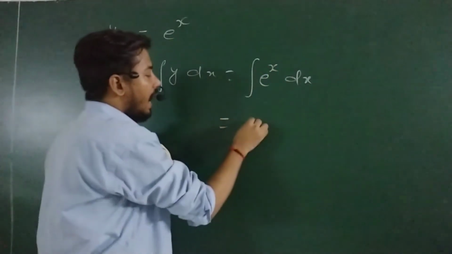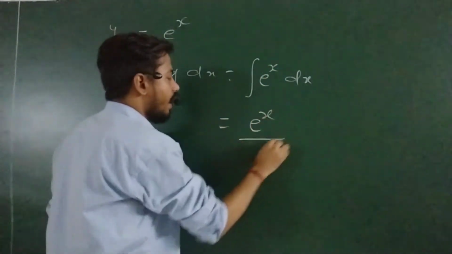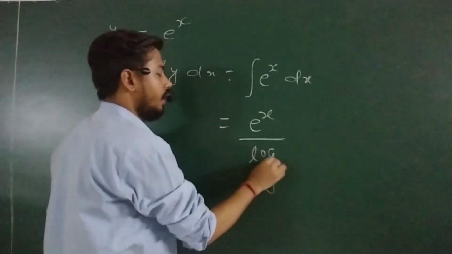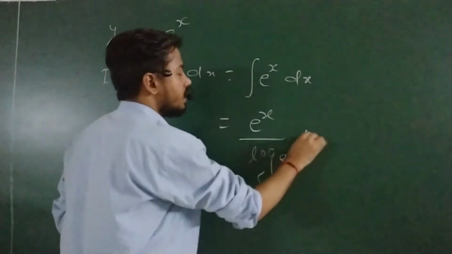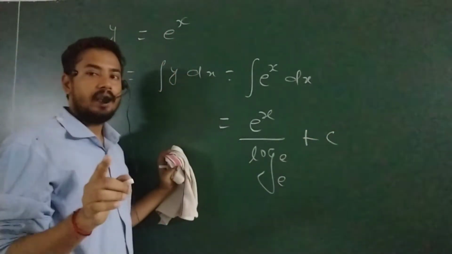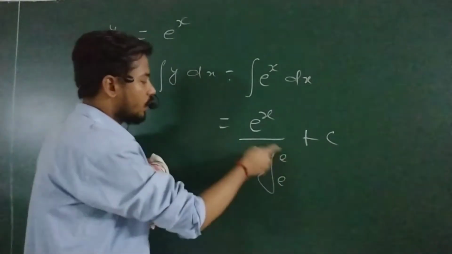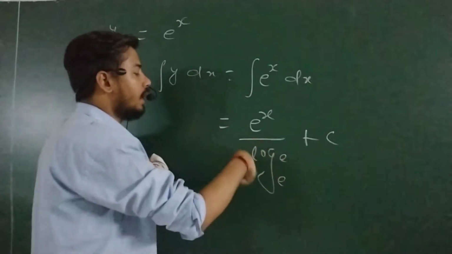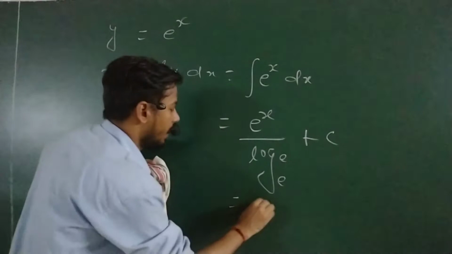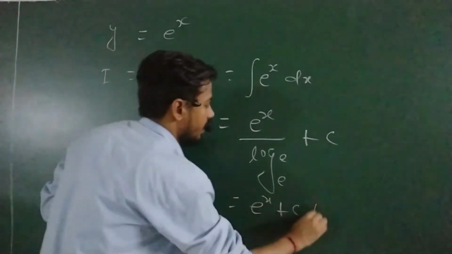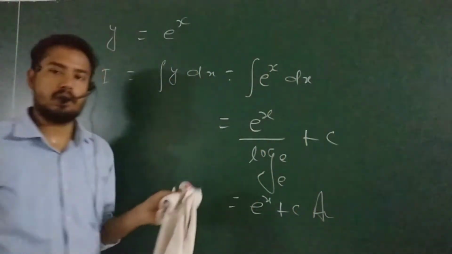So what I told, as it is, divided by log or ln of e, plus C. I think you have an idea what its value should be. You know its value will be 1. So this becomes e^x plus C. So this will be the answer of this question, right?